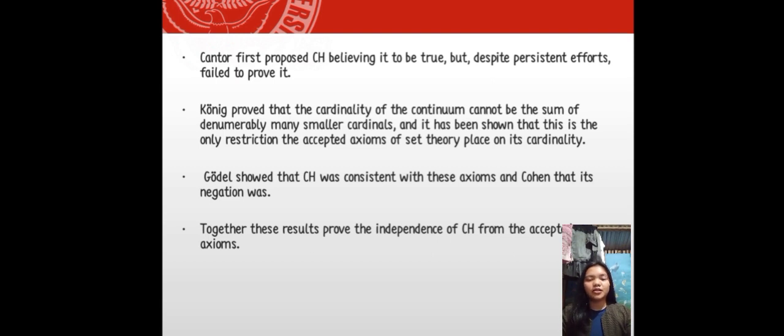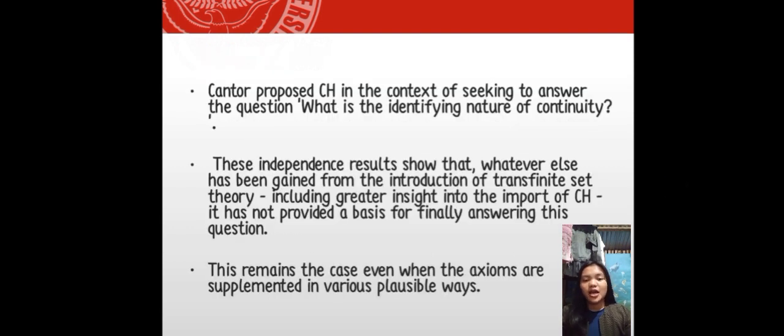Cantor first proposed the continuum hypothesis believing it to be true, but despite persistent efforts, failed to prove it. Koenig proved that the cardinality of the continuum cannot be the sum of innumerably many smaller cardinals, and it has been shown that this is the only restriction the accepted axioms of set theory place on its cardinality. Gödel showed that the continuum hypothesis was consistent with these axioms and Cohen that its negation was. Together, these results prove the independence of the continuum hypothesis from the accepted axioms.